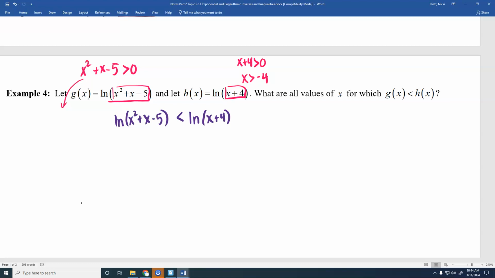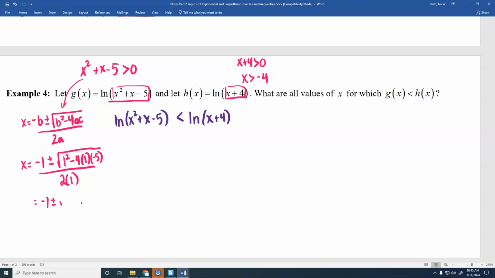So the quadratic formula is x equals negative b plus or minus the square root of b squared minus 4ac, all over 2a. And for this one, that would be negative 1 plus or minus the square root of 1 squared minus 4 times 1 times negative 5, all over 2 times 1. So we're going to get negative 1 plus or minus, that's going to be 1 plus 20, so 21, all over 2.